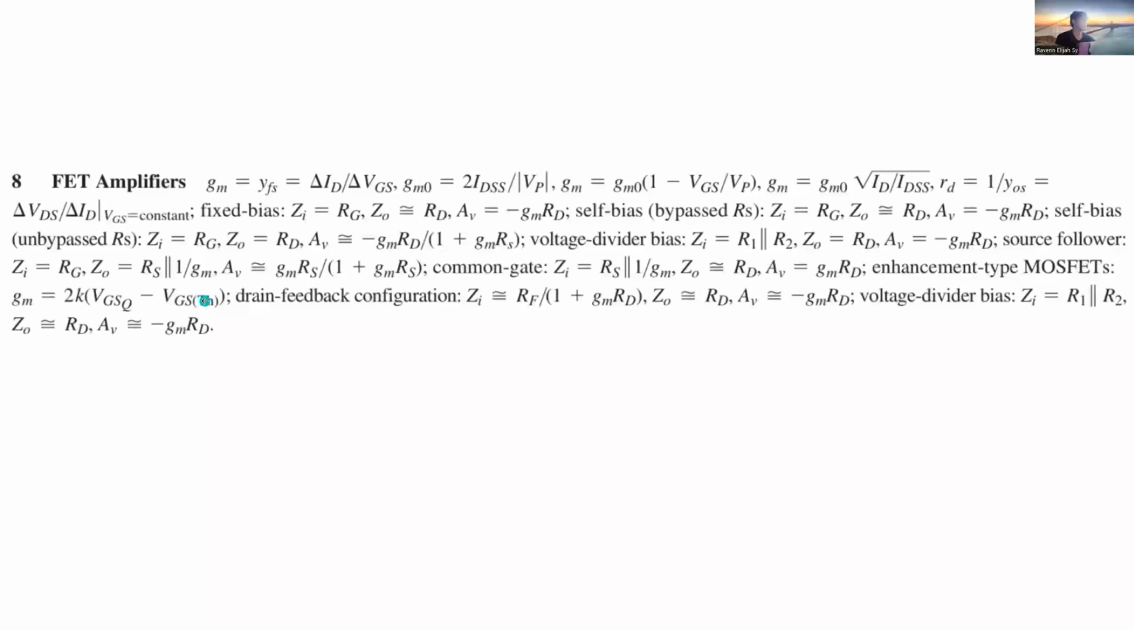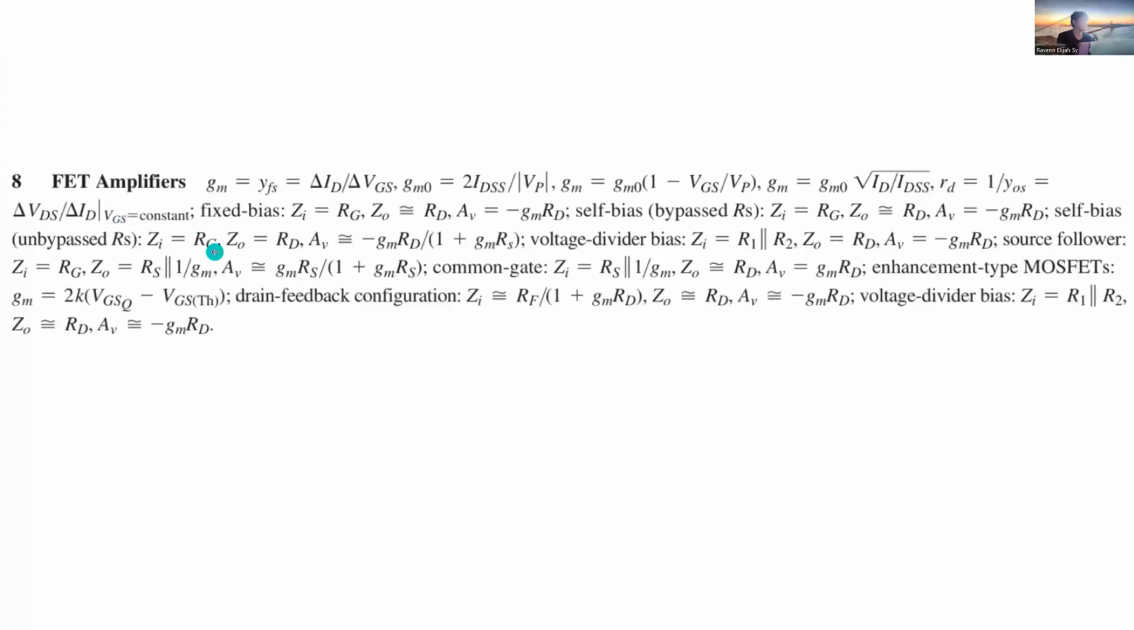So these are all the formulas that can be used in AC analysis of FET amplifiers. You have gm equals delta ID over delta VGS. You have gm0 equals 2 times IDSS over the absolute value of VP. gm is equal to gm0 times 1 minus VGS over VP. It can also be computed as gm0 multiplied by the square root of ID over IDSS. Then rd, 1 over yos, equals delta VDS over delta ID when VGS is constant.